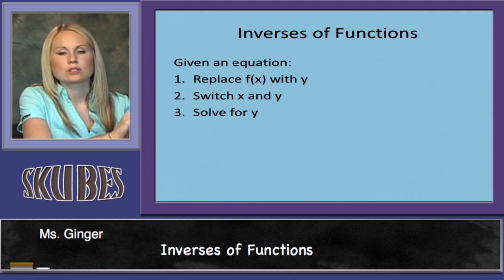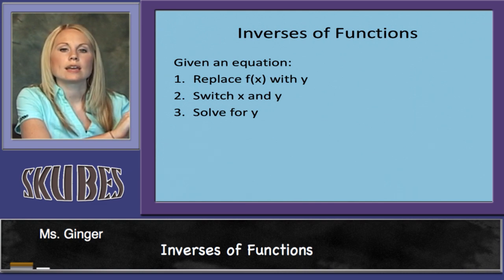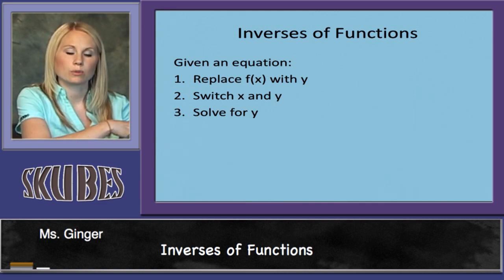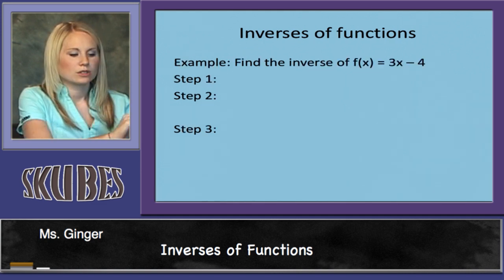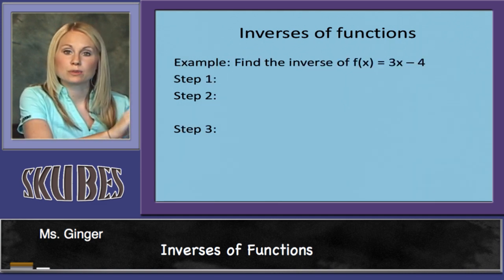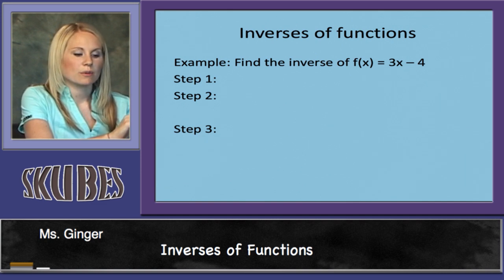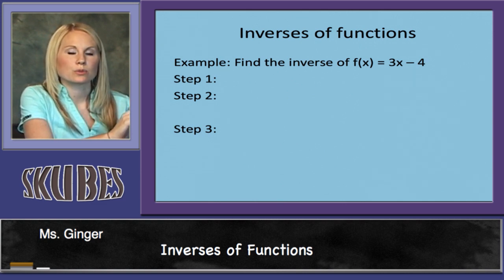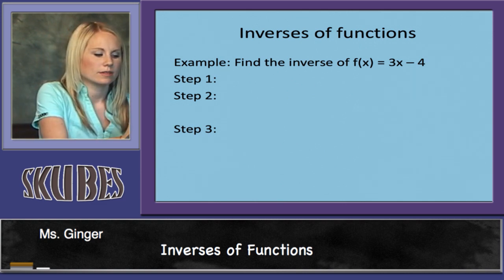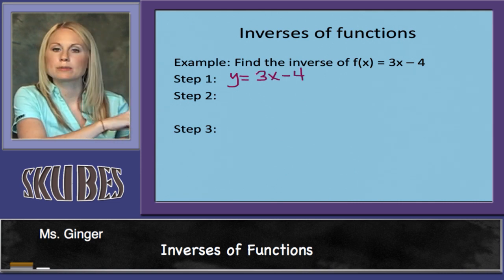And then you want to proceed and switch x and y, and then you're going to solve for y, wherever the new location of y is. We're going to take a look at an example using that method. So here we have a linear function, f of x equals 3x minus 4. And remember, our first step was to replace f of x with y. So y will now be in the front instead. Very simple. So first step's done.